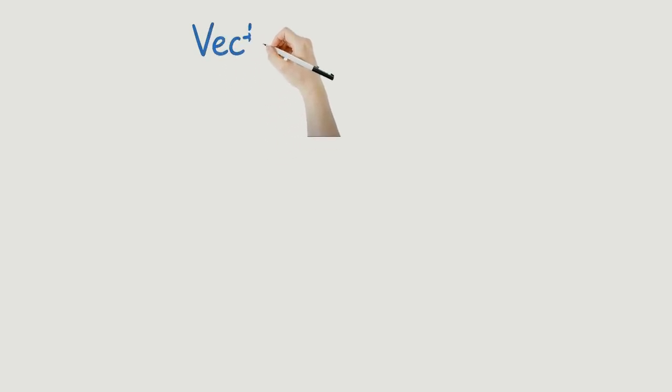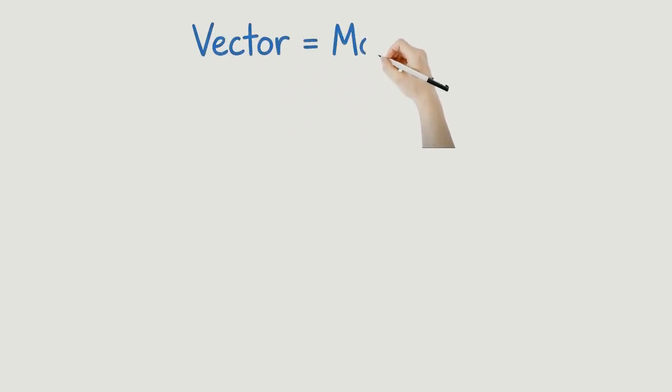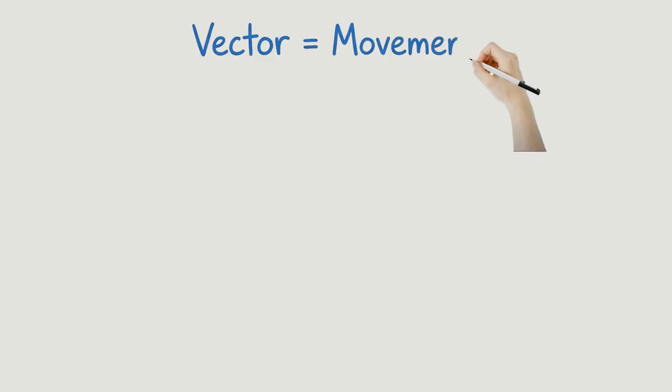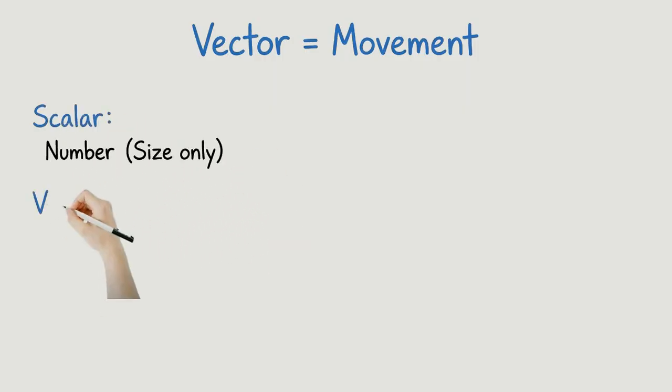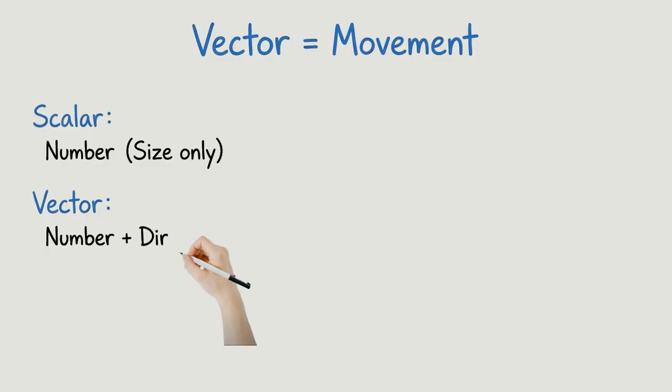A vector is a movement. It tells you how far and in what direction. That already makes it different from an ordinary number. A number like 5 only tells you size. A vector like 5 meters east tells you size and direction together.